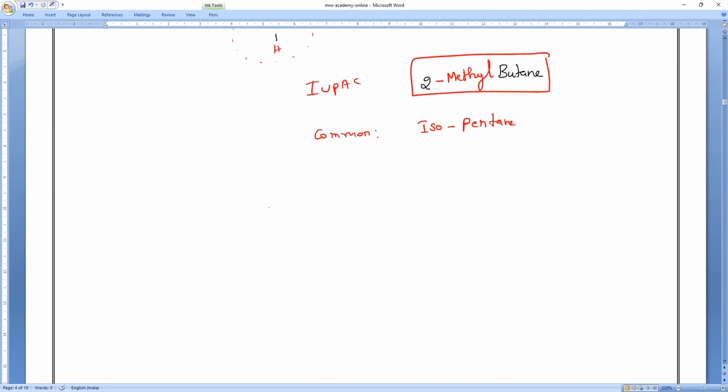Then the last structure. Take 2 carbons and attach them, so that 3 carbons are there in the parental chain. Attach 2 carbons to the same carbon. Now balance it. First carbon, how many hydrogens? 3. Second carbon, is there any hydrogen? Already 4 bonds are over, so none. This carbon also 3 hydrogens, and the last carbon also 3 hydrogens. So everything is over. Now, what is the common name?